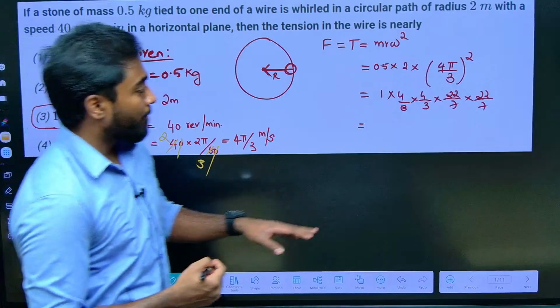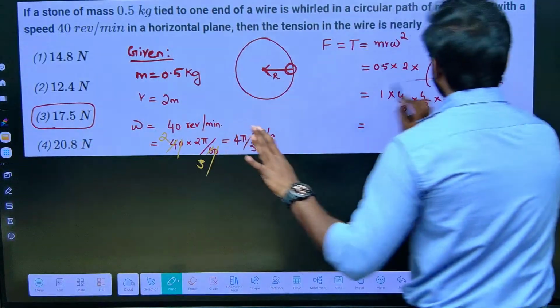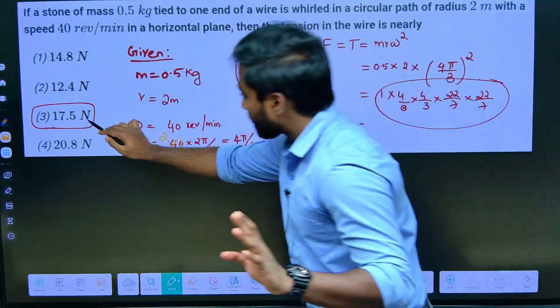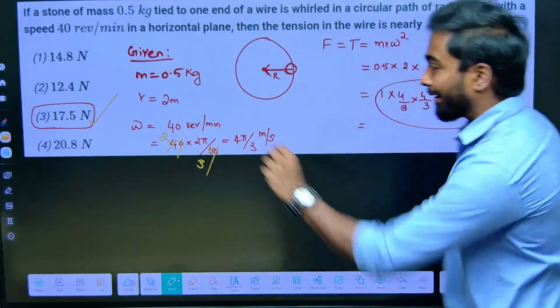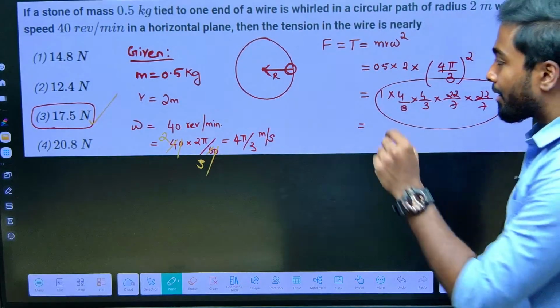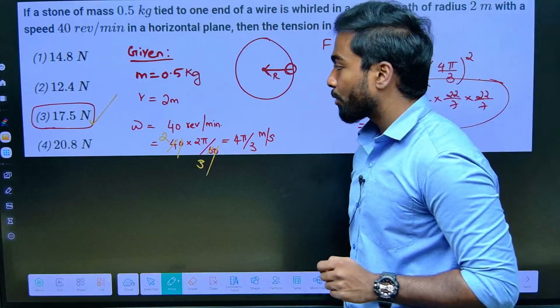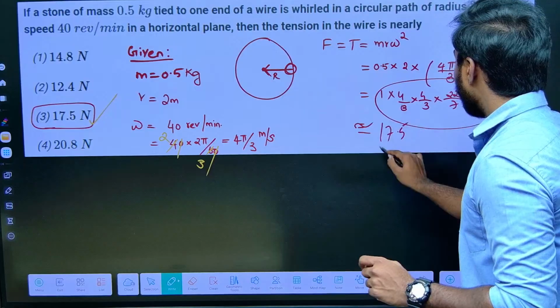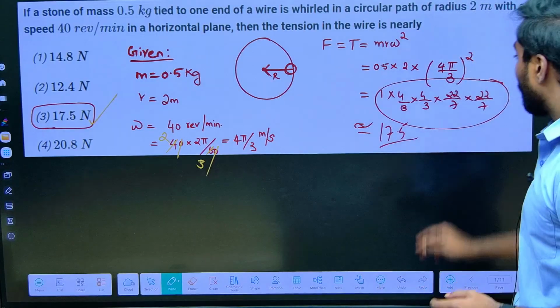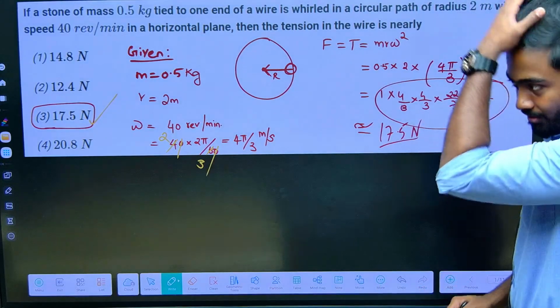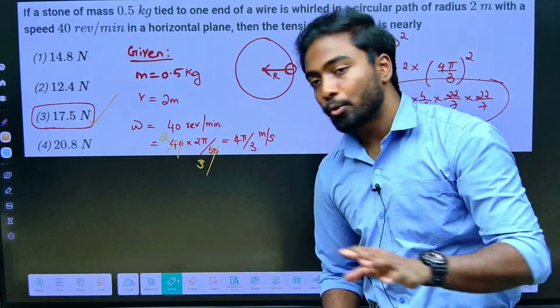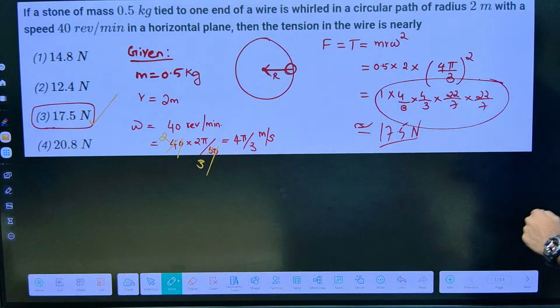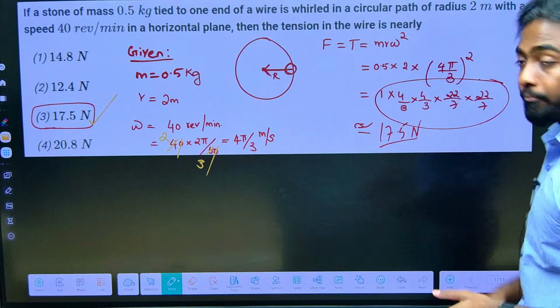We have already calculated the value, so that value is 17.5 Newton. It's the correct answer, whatever answer you have given. Approximately you will get 17.5, and the unit is Newton. So 17.5 Newton is the answer. Okay, can we go for the next question?